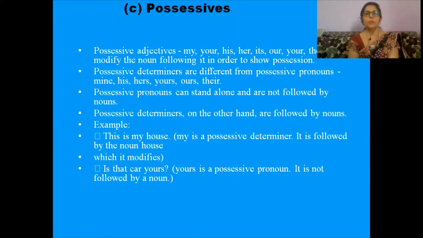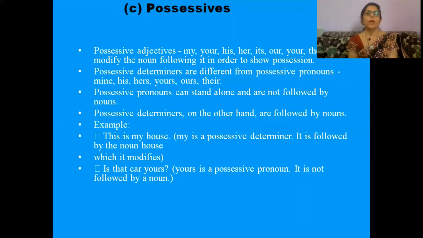Then there is possessive. In this, we can see possessive adjectives such as my, your, his, her, its, our, your, their modify the noun, in order to show the possession. So possessive determiners are different from possessive pronouns. Possessive pronouns are mine, hers, his, yours, ours, theirs, etc.